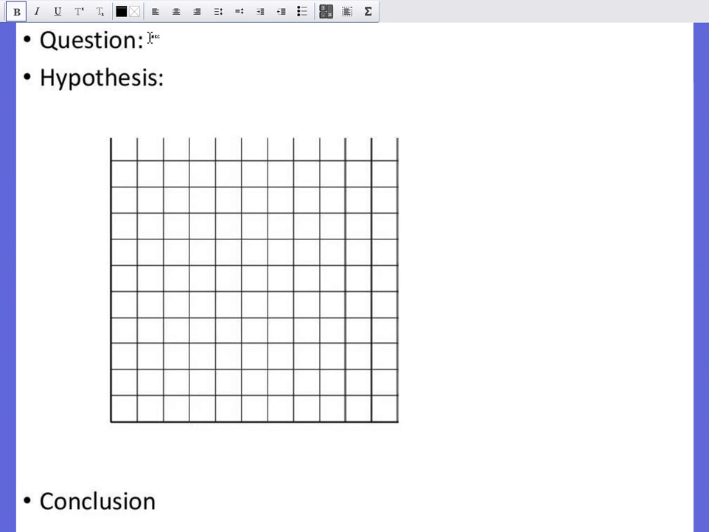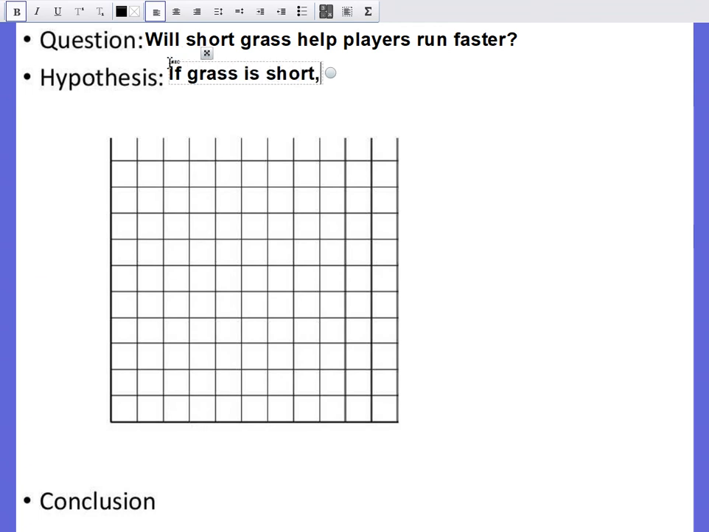And before we do that, we're going to write our question. So remember, I like to start my question with will. I'm going to say, and I need both my variables, will short grass help players run faster? Make sure you end that with a question mark. My hypothesis must start with an if. If grass is short, then players will run faster.